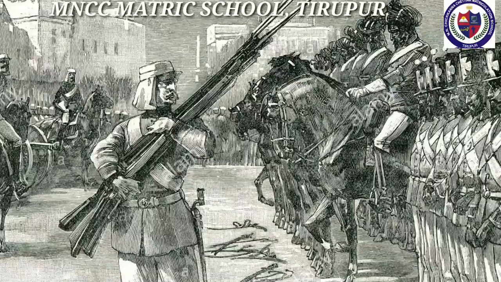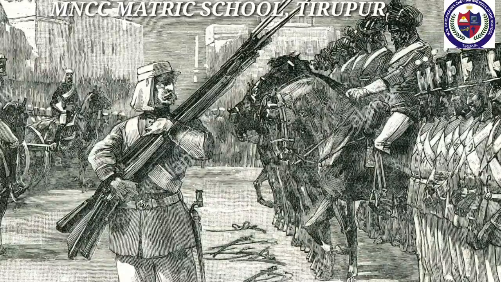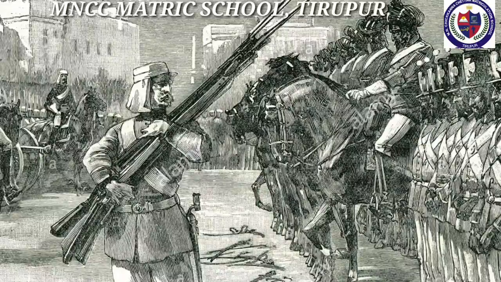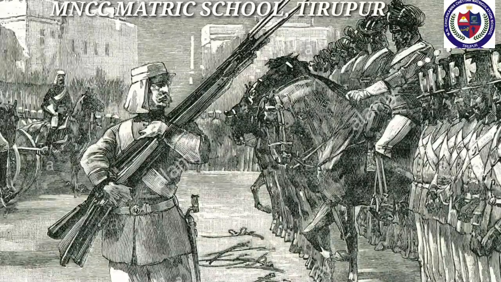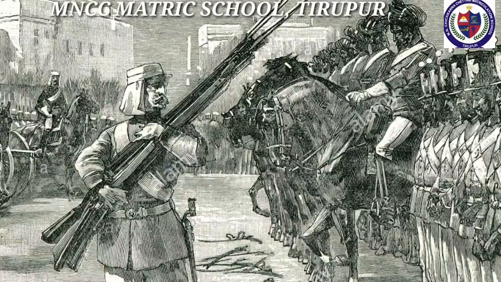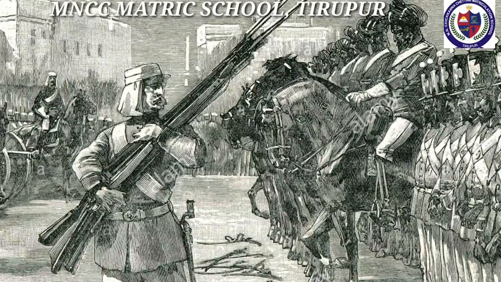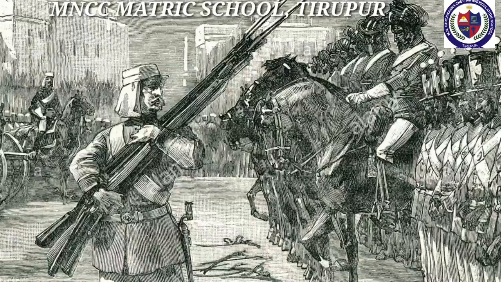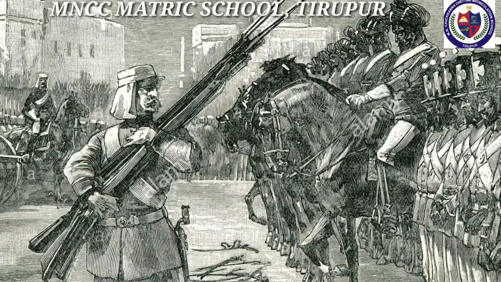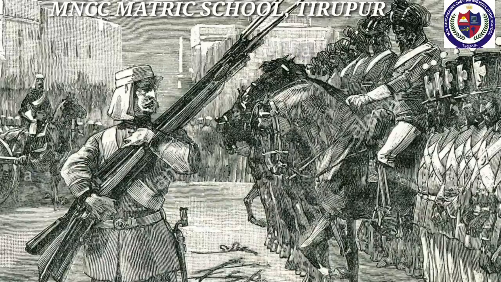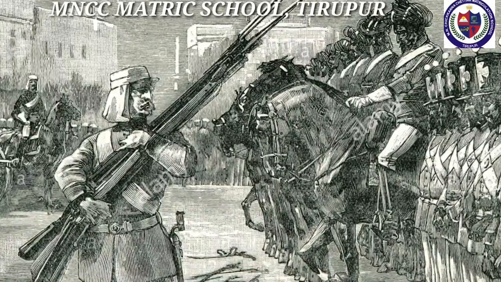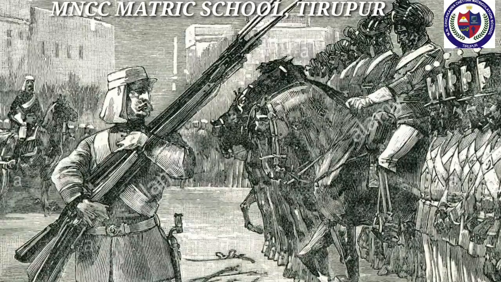The events of 1857 to 58 are significant for the following reasons. First, this was the first major revolt of armed forces accompanied by civilian rebellion. Second, the revolt witnessed unprecedented violence perpetrated by both sides. Third, the revolt ended the role of the East India Company, and the governance of the Indian subcontinent was taken over by the British Crown.